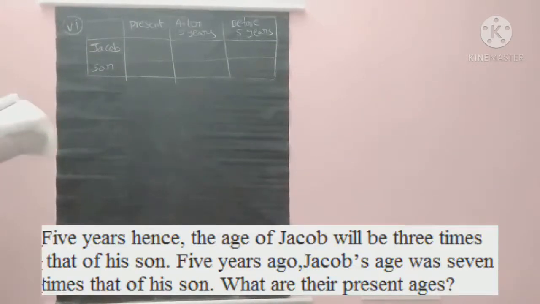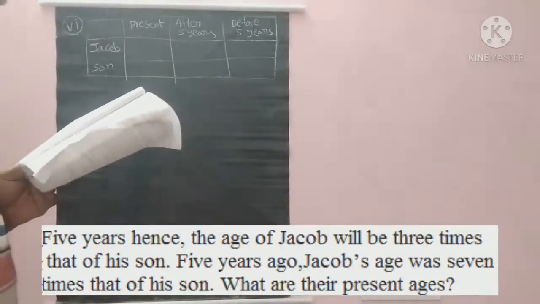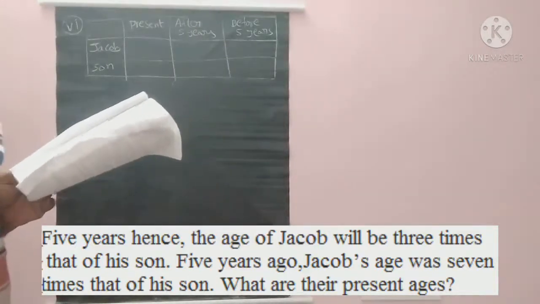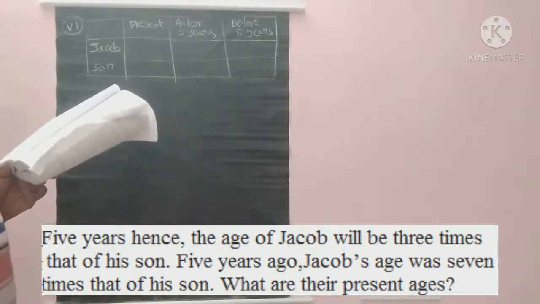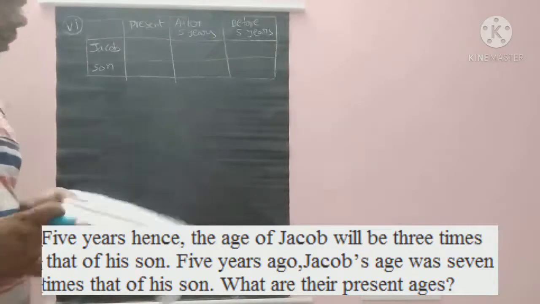The sixth question: 5 years hence the age of Jacob will be 3 times that of his son. 5 years hence means after 5 years. 5 years ago, Jacob was 7 times that of his son. What are their present ages?